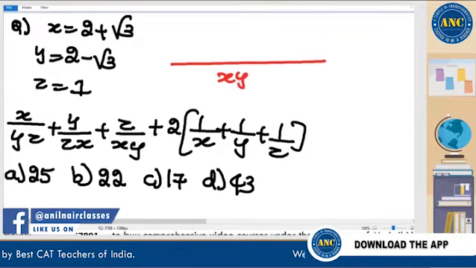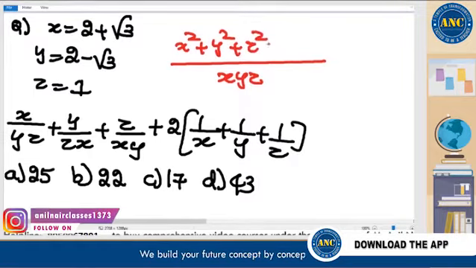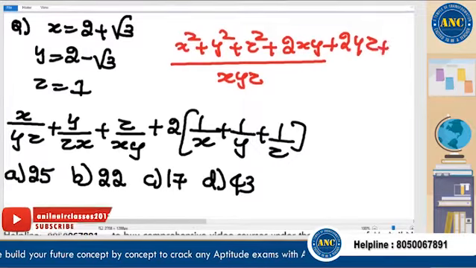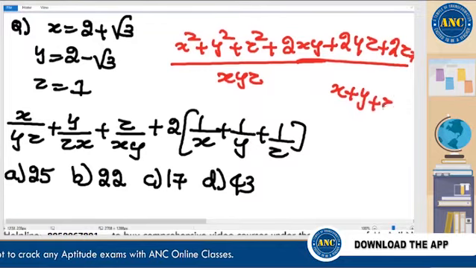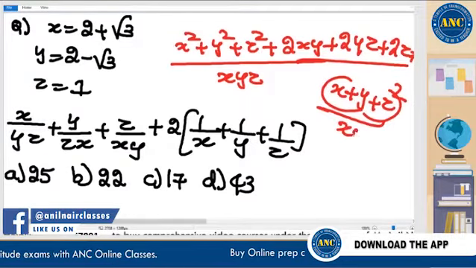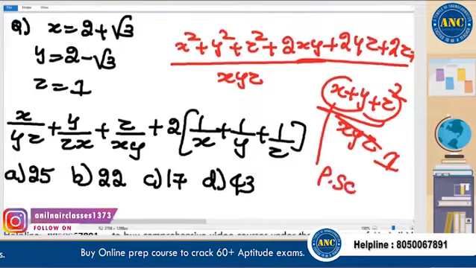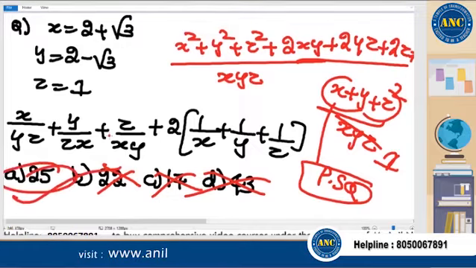These XYZ terms are nothing but X square plus Y square plus Z square plus 2XY plus 2YZ plus 2ZX. These are nothing but X plus Y plus Z whole square by XYZ. XYZ anyway is 1. So X plus Y plus Z whole square is a perfect square. A perfect square never ends with 2, 3, 7 or 8.